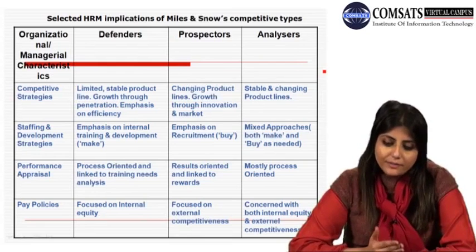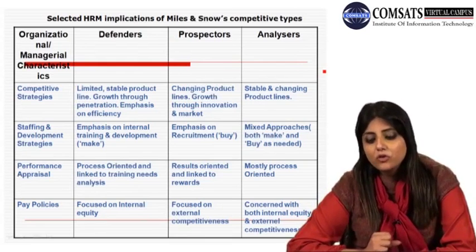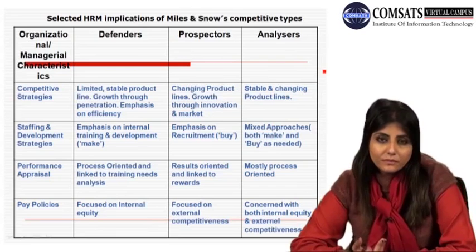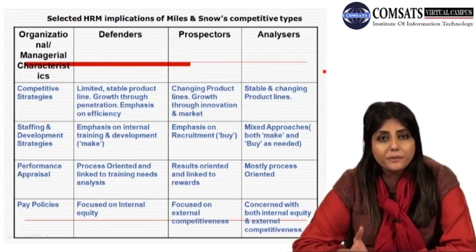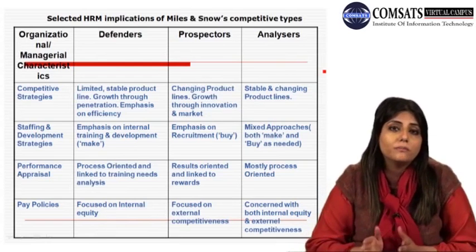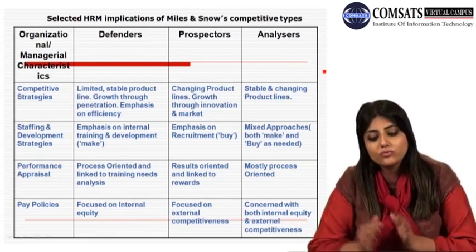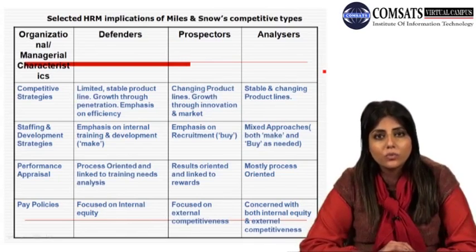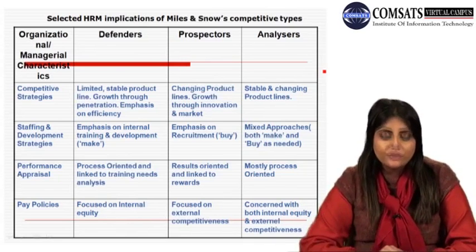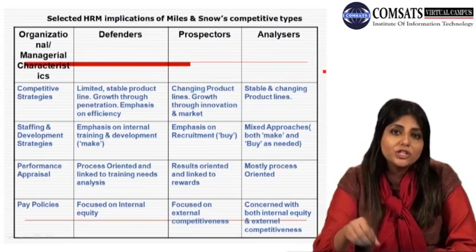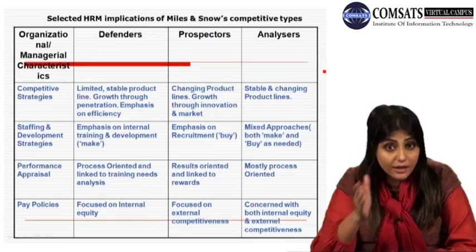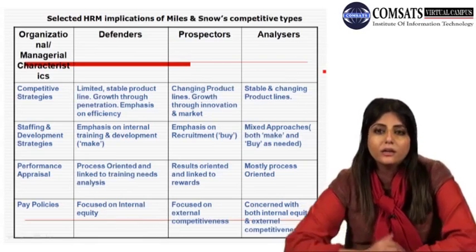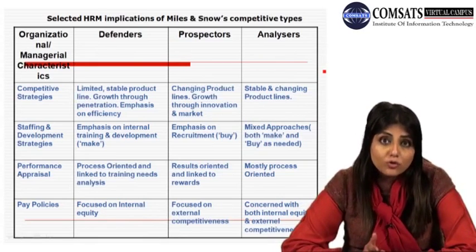On the other hand, the prospectors, since they're really concentrating on innovation, on creativity, right, and they're also changing their product lines, cannot have a good base of workers that are only internal, right? So in other words, they cannot have a very big number of permanent workers. What they can do is outsource, right? Because of the changing needs of their product line, it is cost efficient for them to outsource, to buy from external sources, right? So they emphasize more on recruitment.